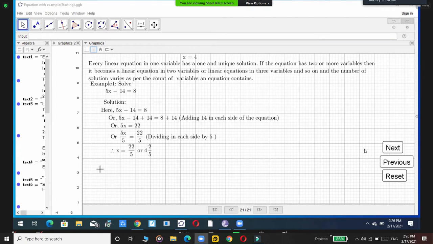To solve the equation, don't forget, here also we are dividing by 5. Why are we not dividing by a number other than 5? Because with x here is 5. To remove 5, we have to divide by 5. So if you divide 5x by 5, only x remains, because 5 goes one time, so 1 into x is x.